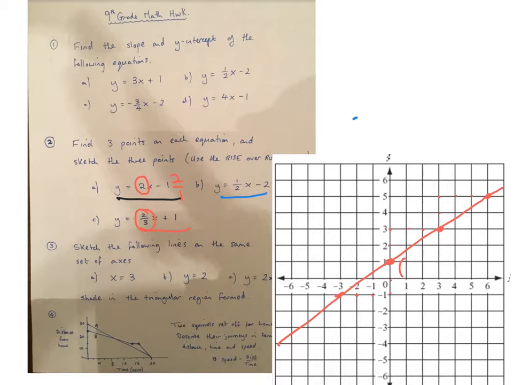So we've got 0, 1. This one here is 3, 3. This one up here is 6, 5. And this one down here looks like it's -3, -1.